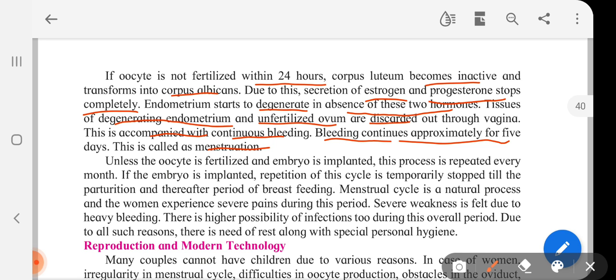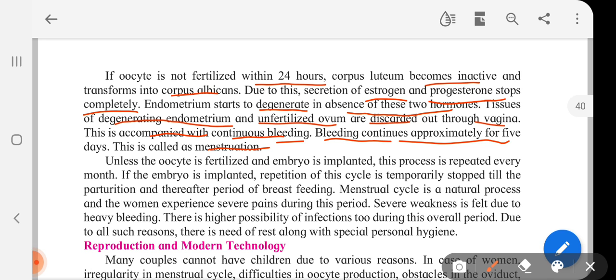And what happens due to this? The unfertilized ovum and endometrium get discarded. Okay, it means they get removed through the vagina, and this leads to bleeding. This is what happens in females for about 5 days, and this period is called the menstruation period or menstrual cycle.